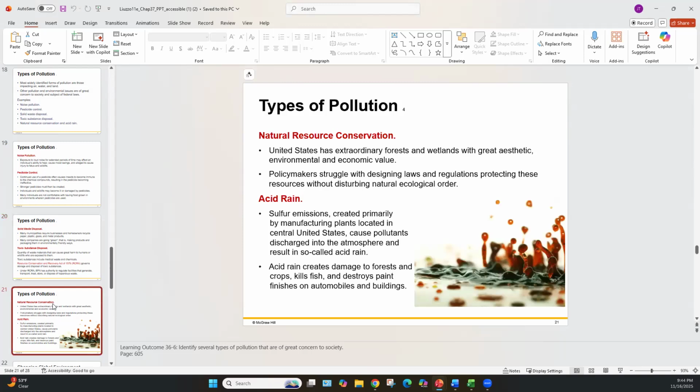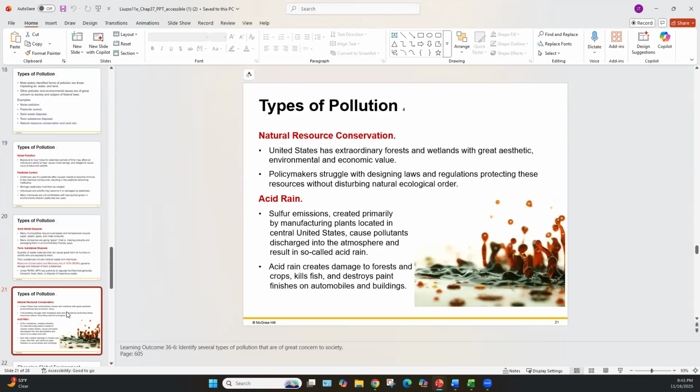Types of pollution here: natural resource conservation. The United States has extraordinary forests and wetlands of great aesthetic, environmental, and economic value. Of course, in this country, we've got deserts, we've got snow-peaked mountains, we've got tropical, we've got subtropical, we have this, we have that, right? Policymakers struggle with designing laws and regulations protecting these resources without disturbing natural ecological order.